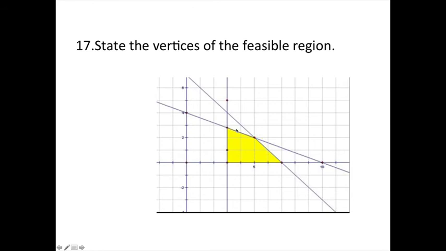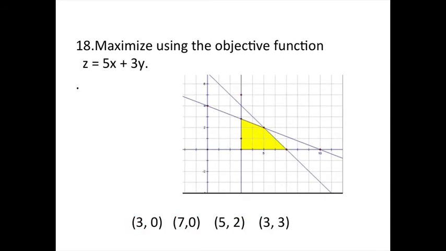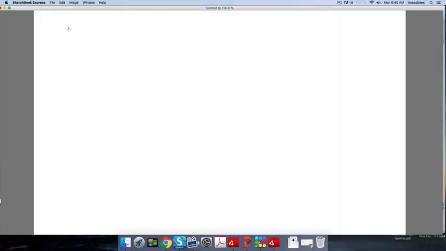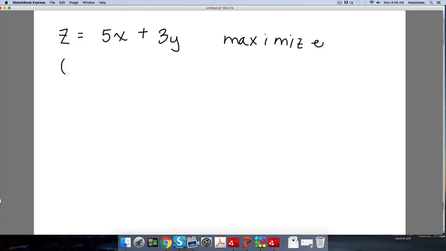So now, let's go to our next question. There's my answers. And it wants me to maximize this, maximize it using the objective function. So let's go ahead and go to our slate. The objective function said z equals 5x plus, I believe it was 3y. And they want us to maximize. So I'm going to put down all my vertices. (3,0) is one vertex. The next vertex was (7,0). The next vertex was (5,2). And then we had (3,3). Order here doesn't matter.